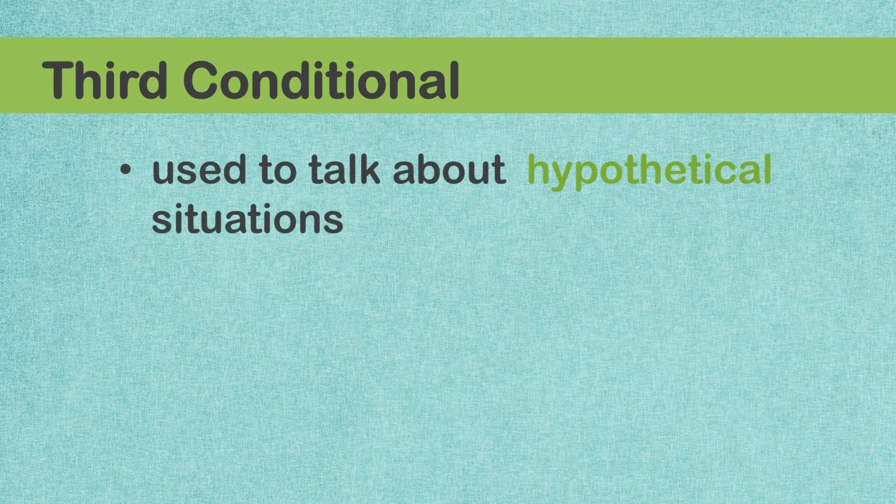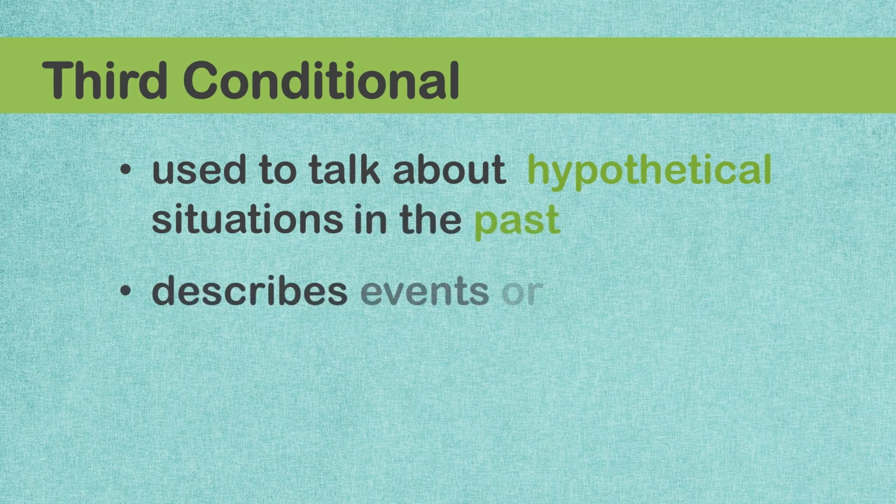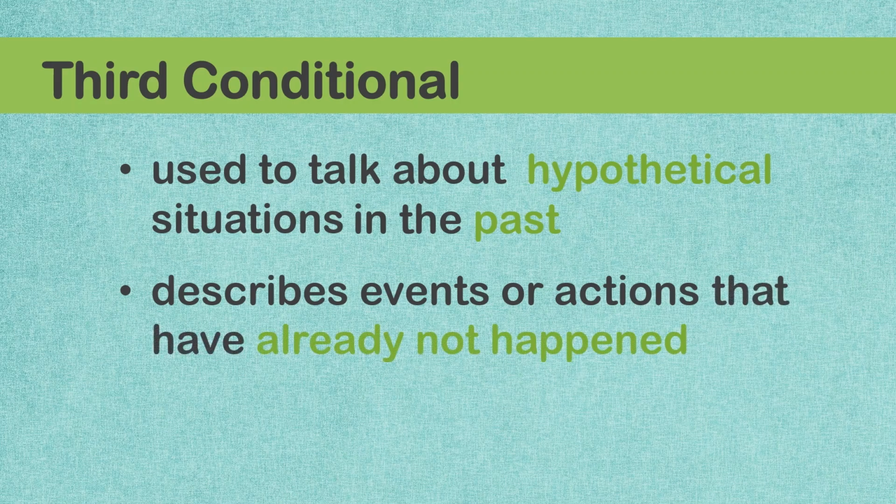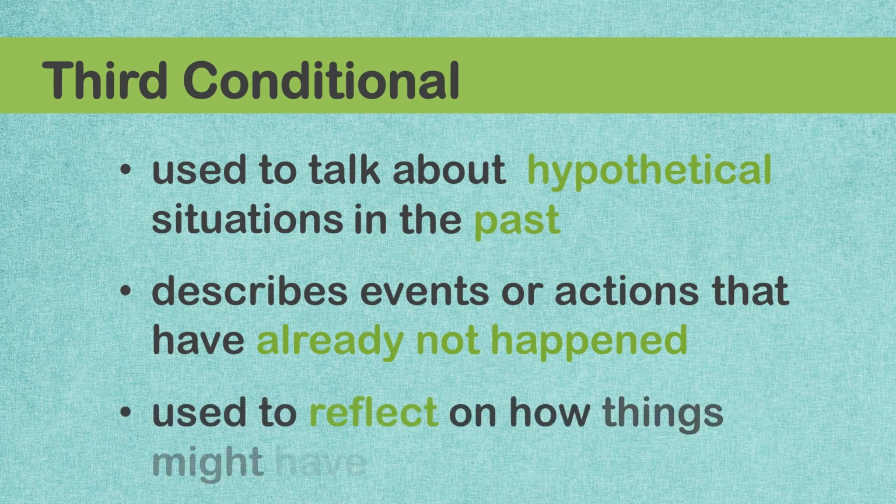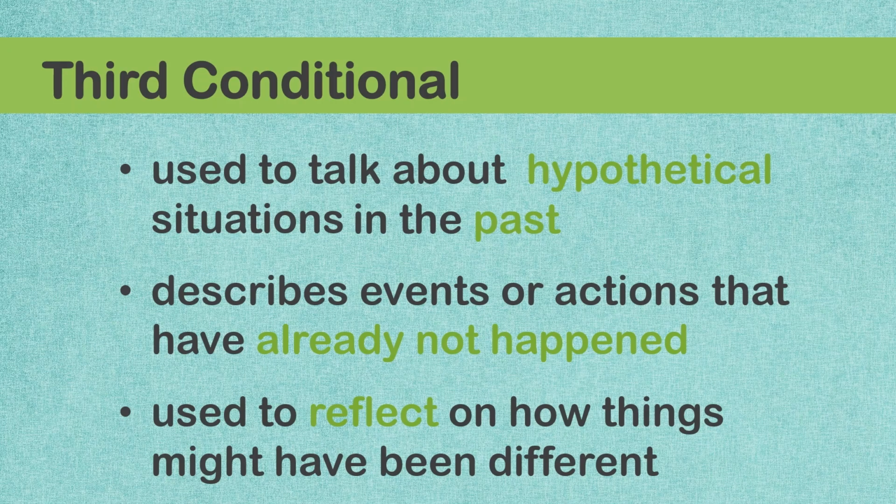The third conditional is used to talk about hypothetical situations in the past. It describes events or actions that have already not happened because a certain condition was not met. It's used to reflect on how things might have been different if the past had been different.